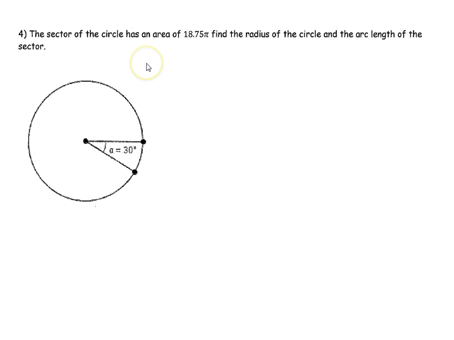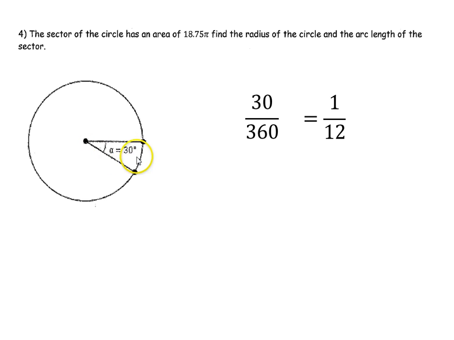The first thing I'm going to do here is to take a look at how much of the circle I'm working with. And this is 30 degrees right here, and all the way around the circle is 360 degrees. So I'm working with 30 out of 360 degrees of the circle. Therefore, I'm working with 1/12 of the circle. Where does 1/12 come from? That's 30 over 360 reduced to lowest terms.